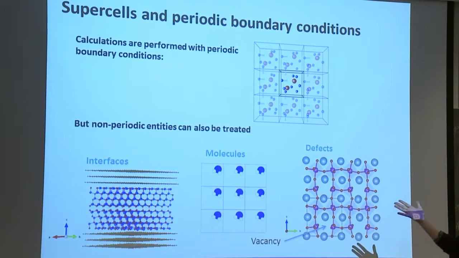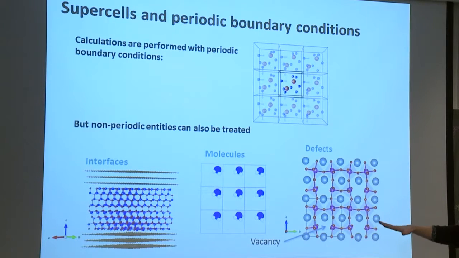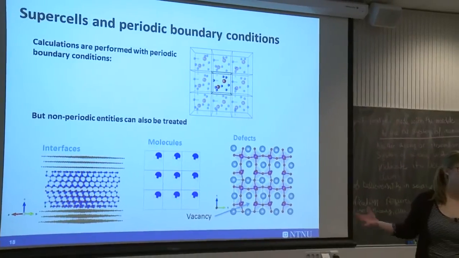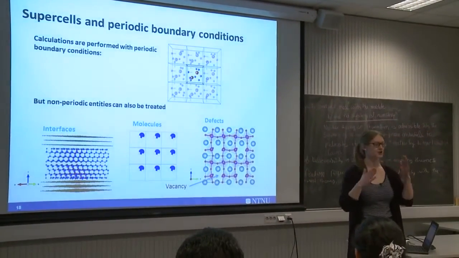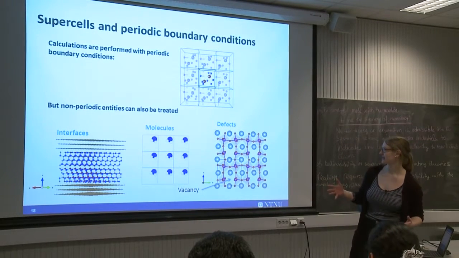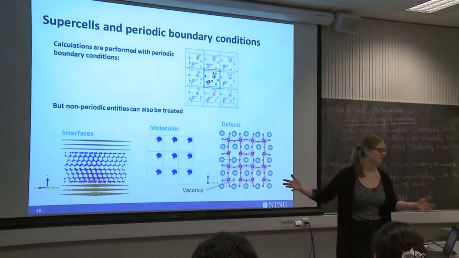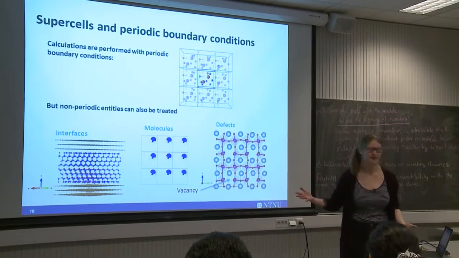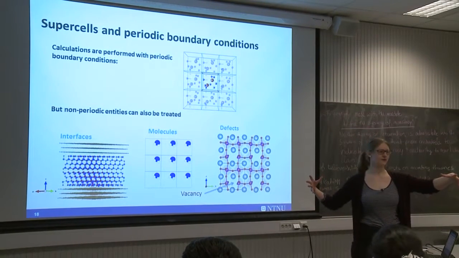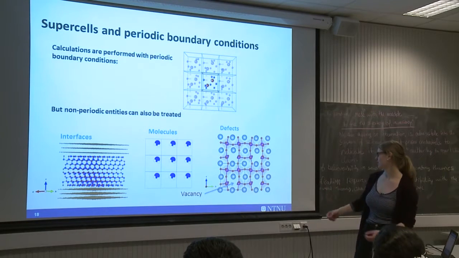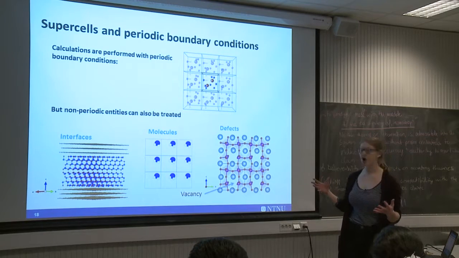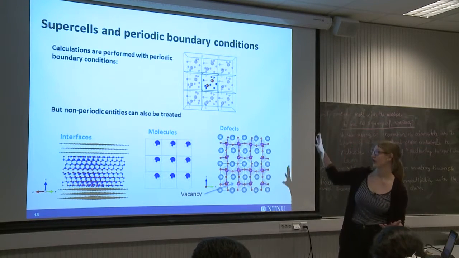So that means that you can model non-periodic entities like interfaces or molecules or defects, so impurities in your system. But then you have to take care when you define your supercell, because of these artificial interactions across the periodic boundary conditions. So for example, if you want to simulate a molecule, maybe first of all, plane wave DFT is not the best thing because it's optimized for crystalline structures. But if you don't want interaction across the periodic boundary condition, you have to make a lot of blank space around it, right? And also when you simulate defects, you need to take care in how you define your supercell to not have artificial interactions due to the periodic boundary conditions.